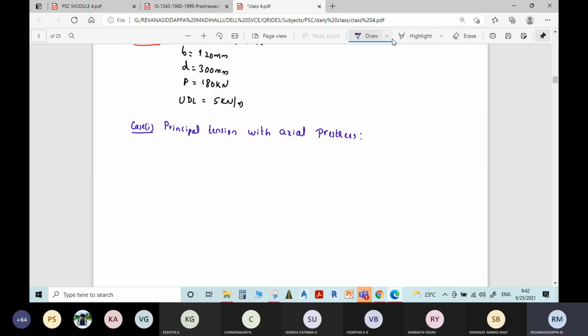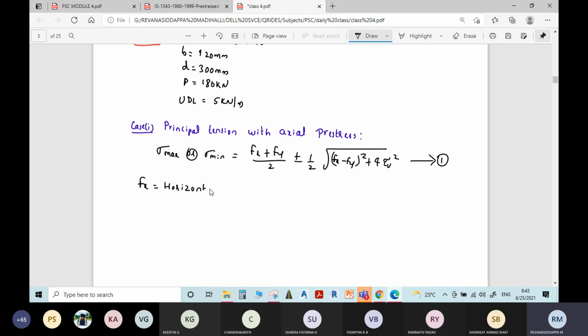With axial pre-stress, we know the formula. Sigma max or sigma minimum is equal to Fx plus Fy divided by 2 plus or minus half of root of Fx minus Fy whole square plus 4 tau V square. Call this equation number 1. Where Fx is equal to horizontal pre-stress, is equal to P by A. P is 180 into 10 power 3 newton divided by area, B into D, 120 into 300. What is the answer here? 5. Previously we have calculated it already with the same dimension and the same pre-stressing force. It is 5 newton per mm square.